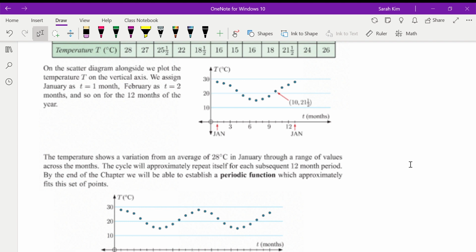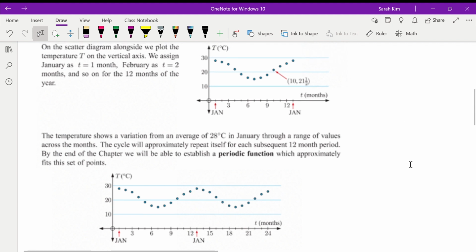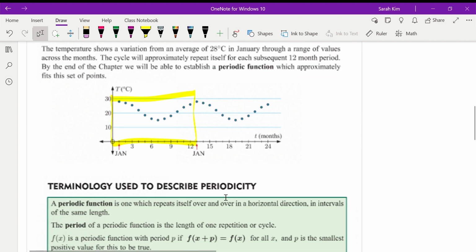By the end of the chapter, we were able to establish a periodic function which approximately fits this set of points. So at the moment, we have up to here, that graph over here, let's just copy and paste it. But what we do know is it continues over the next 12 months because it comes back to January. So this just repeats over and over again. For the next few years, obviously we're not thinking about things like global warming where it heats up, but we're just assuming it's a cyclic, periodic pattern that happens over and over again. At a certain period of time, it's going to be the same pattern over and over again.